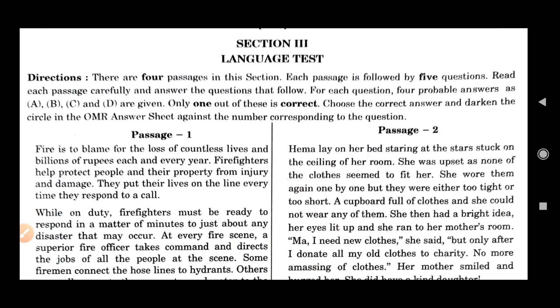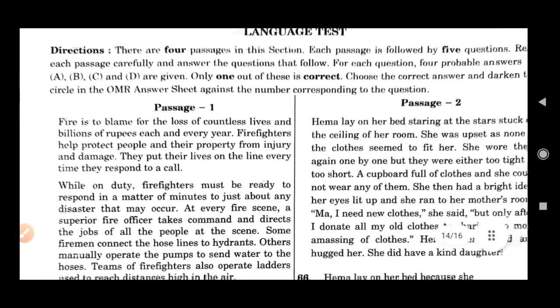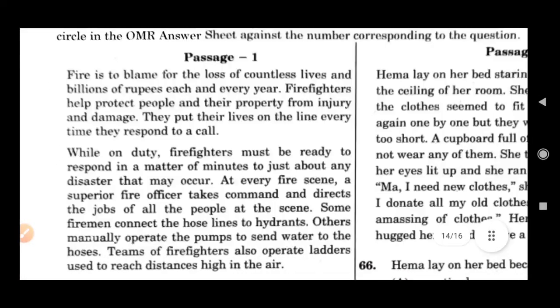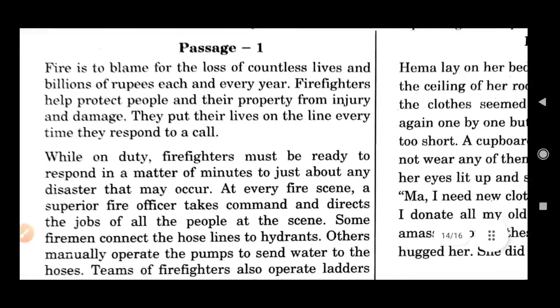We'll see passage 1. Here, friends, we need to read the passage thoroughly once, twice and thrice if possible. This is the main important instruction to understand the passage. The comprehension passage is nothing but, comprehension means understand. To understand the passage, we need to read the passage thoroughly. Here I read the passage.